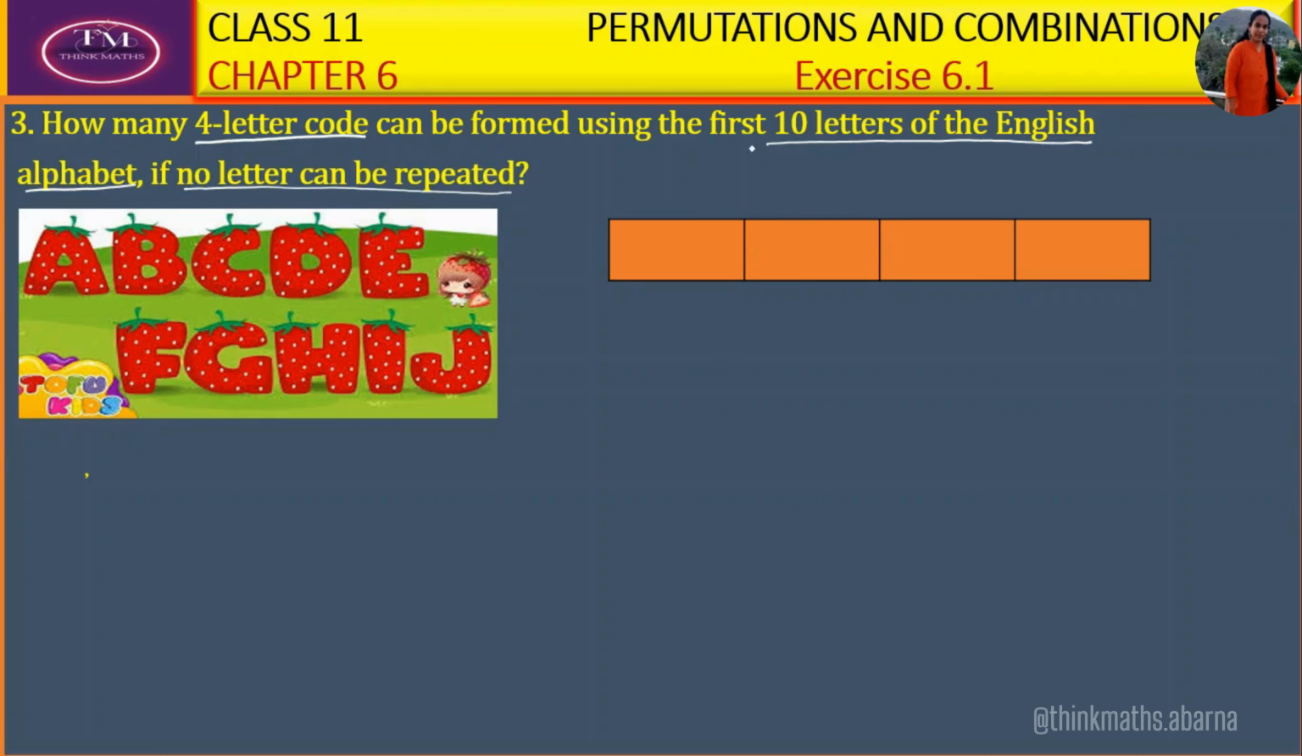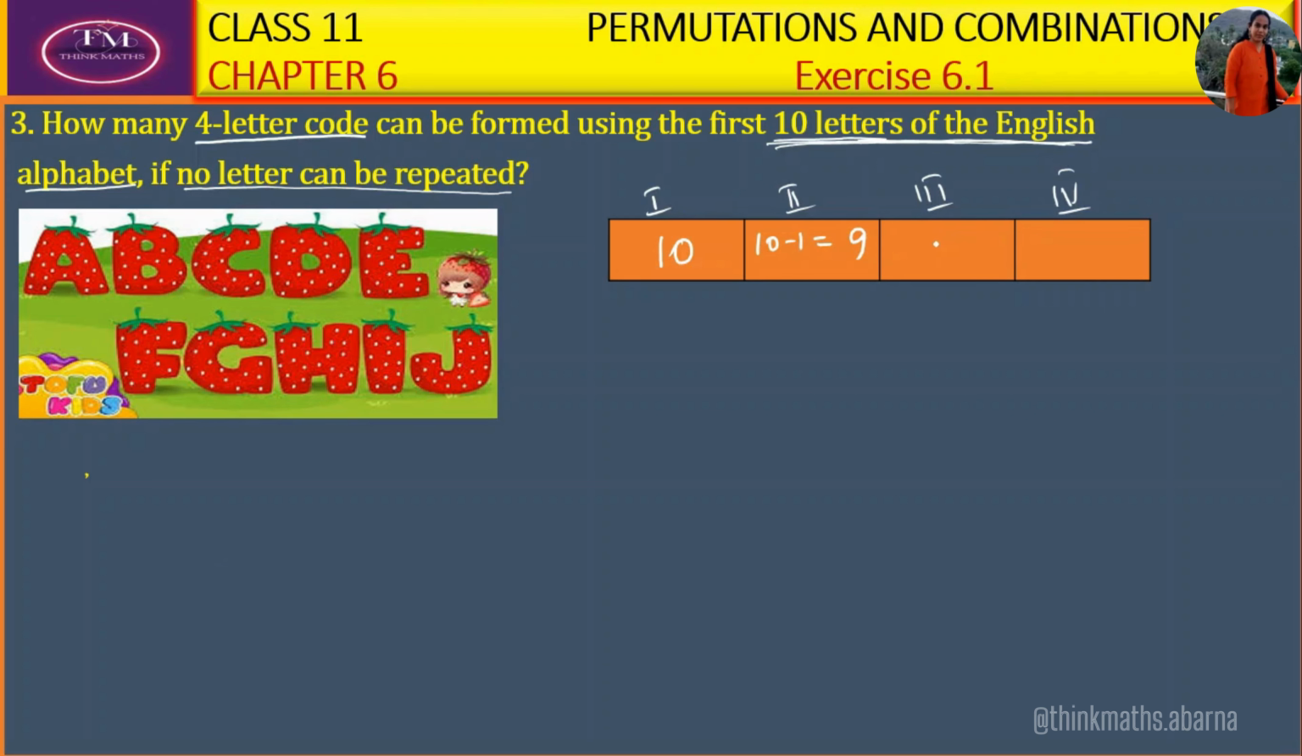So here the number of letters is 10. It is given. First 10 letters means the number of letters is 10. So it should not be repeated. So for the 4-letter code, I am naming the boxes 1, 2, 3, 4. For the first box, you have the option of 10 letters. You can fill any of the 10 letters. What about the second box? We should not fill the letter that is filled in the first box. So it is 10 minus 1, which is 9. No repetition here. That's why it is 10 minus 1.